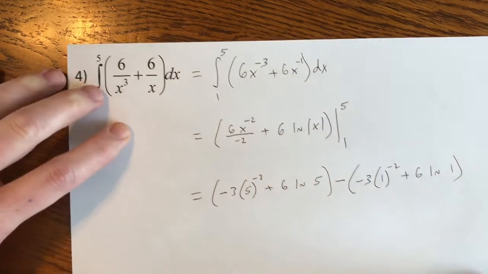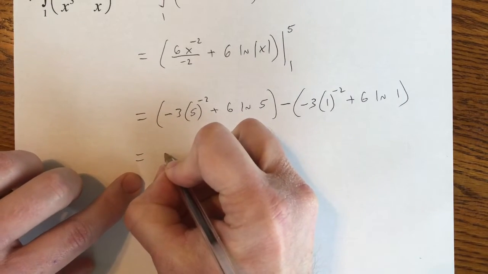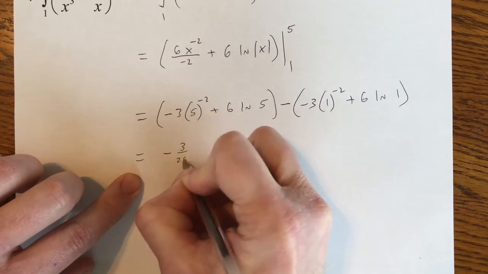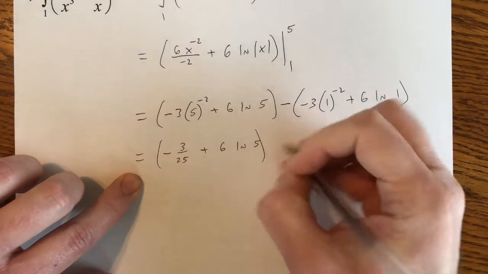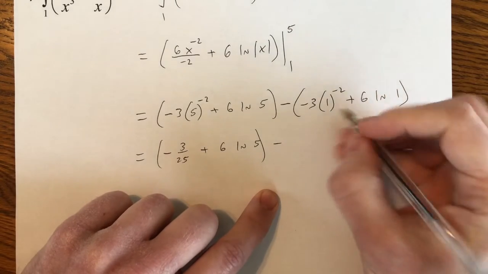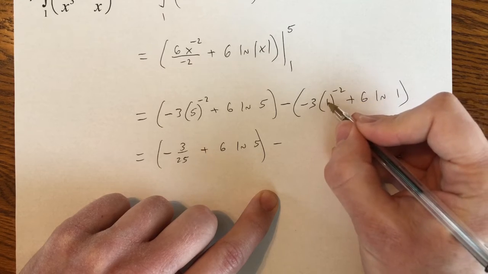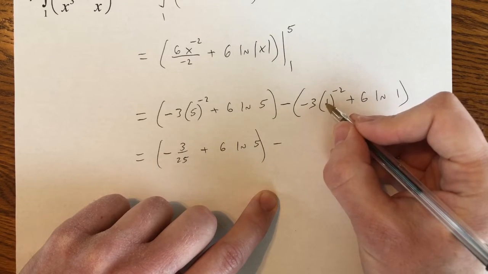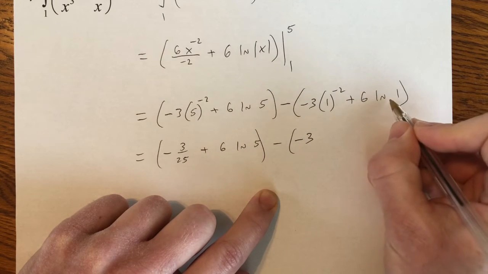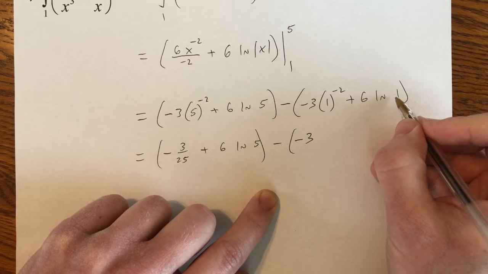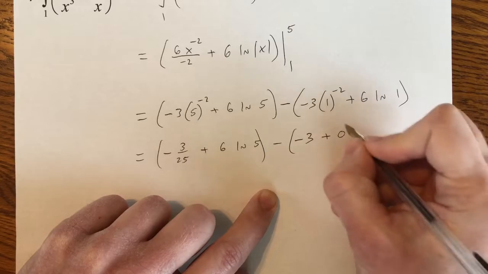All right, let's see what we get here. So this is going to be what? This is going to be negative 3 over 25 plus 6 ln 5 minus, well, this part right here is just exponents first. So 1 to any exponent is 1. 1 times negative 3 is negative 3. So we have this initially. And then this, what's the natural logarithm of 1? Good, it's 0. So 0 times 6 is 0, so that just gives us nothing.